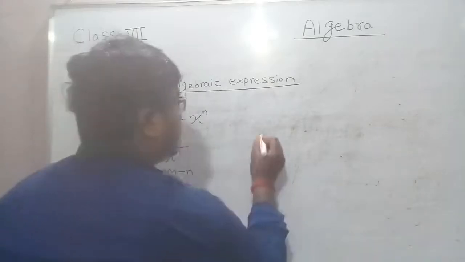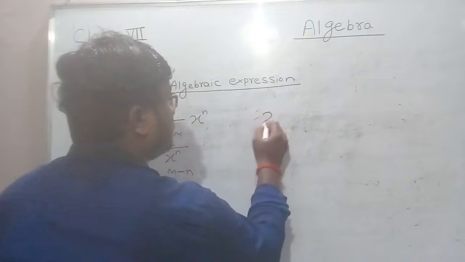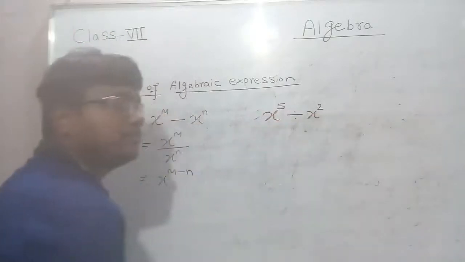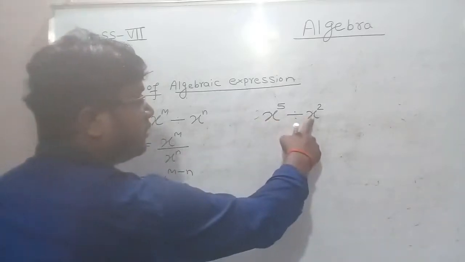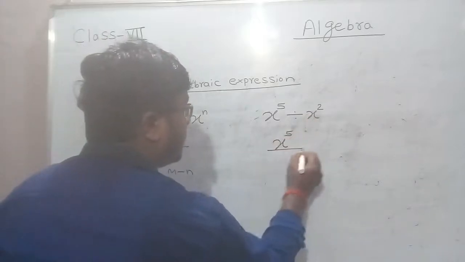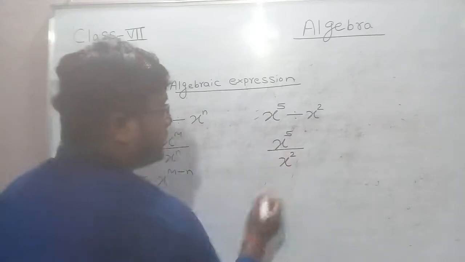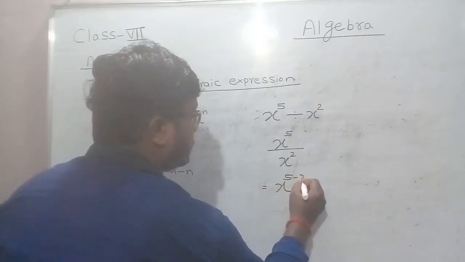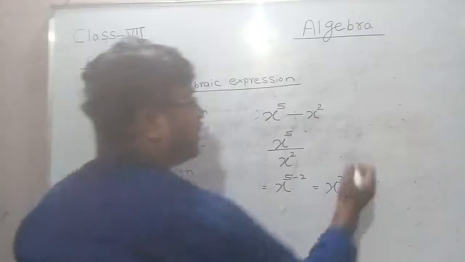For example, suppose x to the power 5 divided by x to the power 2. Here the base is x and in the divisor also the base is x. So x to the power 5 divided by x square. In division the power must be subtracted. So what will we get here? x to the power 5 minus 2, that is x to the power 3.